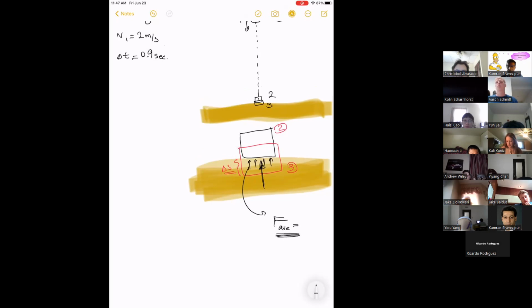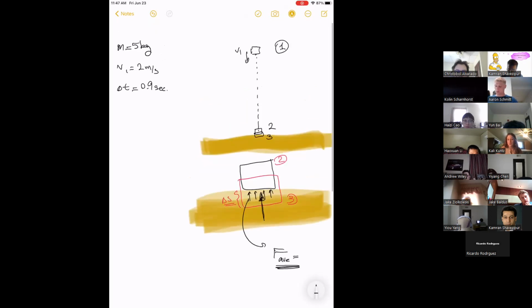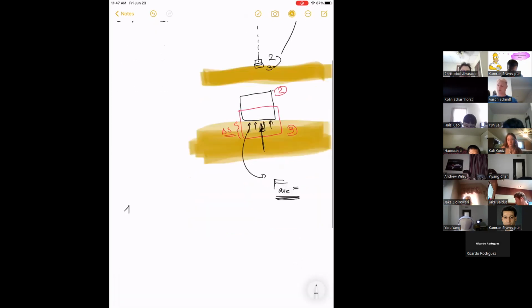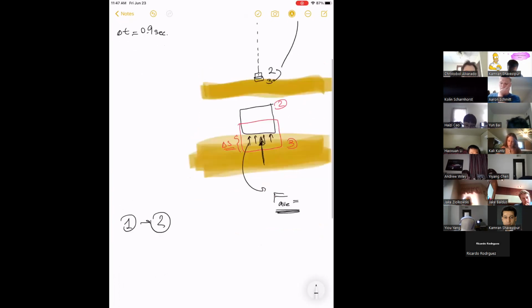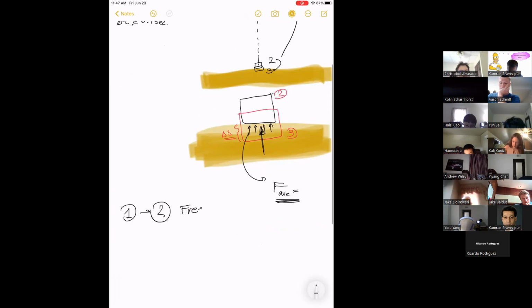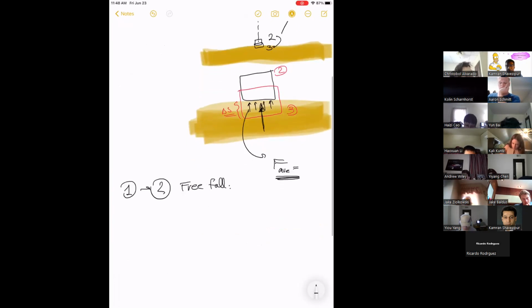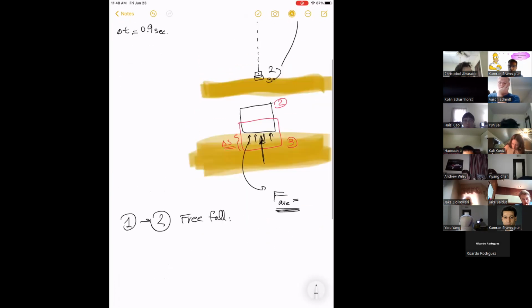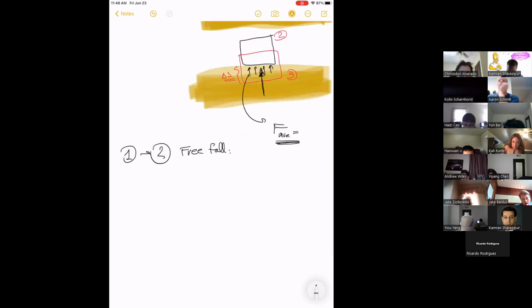So is the problem clear? We go from 1 to 2, excuse me, and 2 to 3. From 1 to 2, what happens? You have free fall. And we can use the work energy relation. Or because there are no non-conservative forces, we can use conservation of energy.